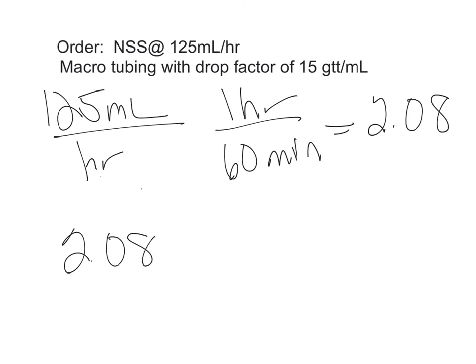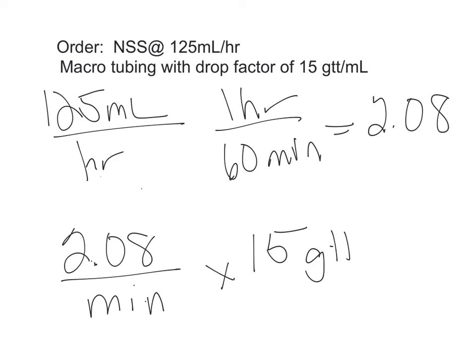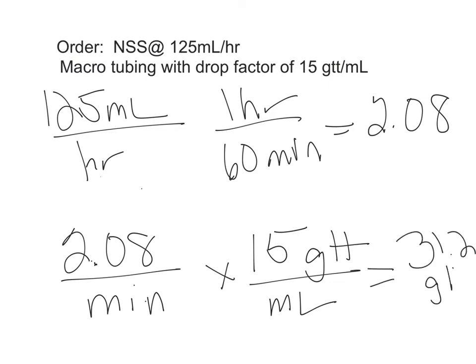So 2.08 over a minute times 15 drops per ml is going to give you a rate of 31.2 drops per minute. And for that, you'll probably need a calculator.